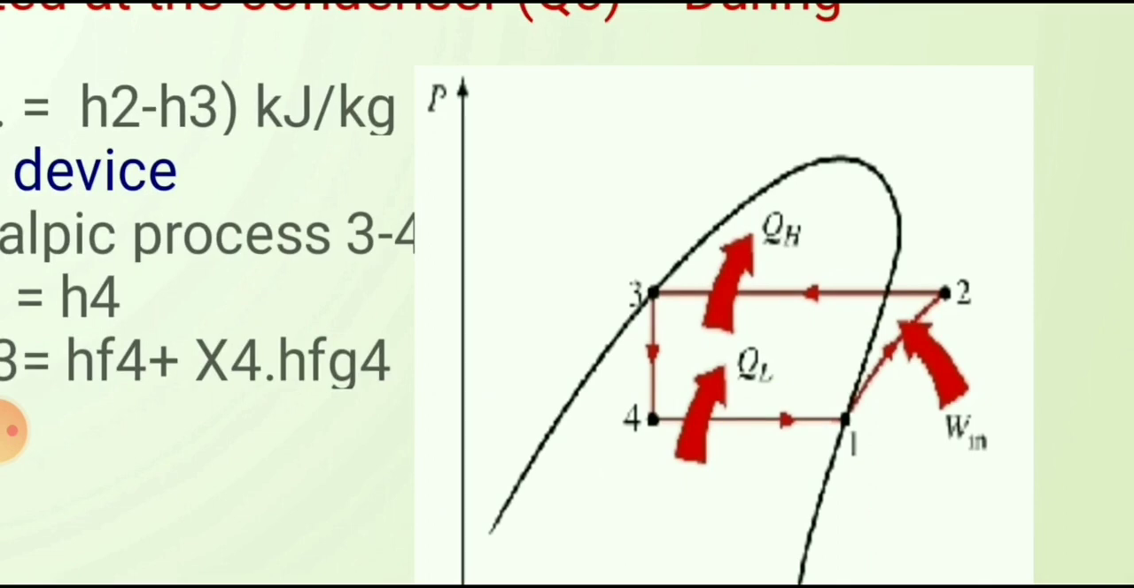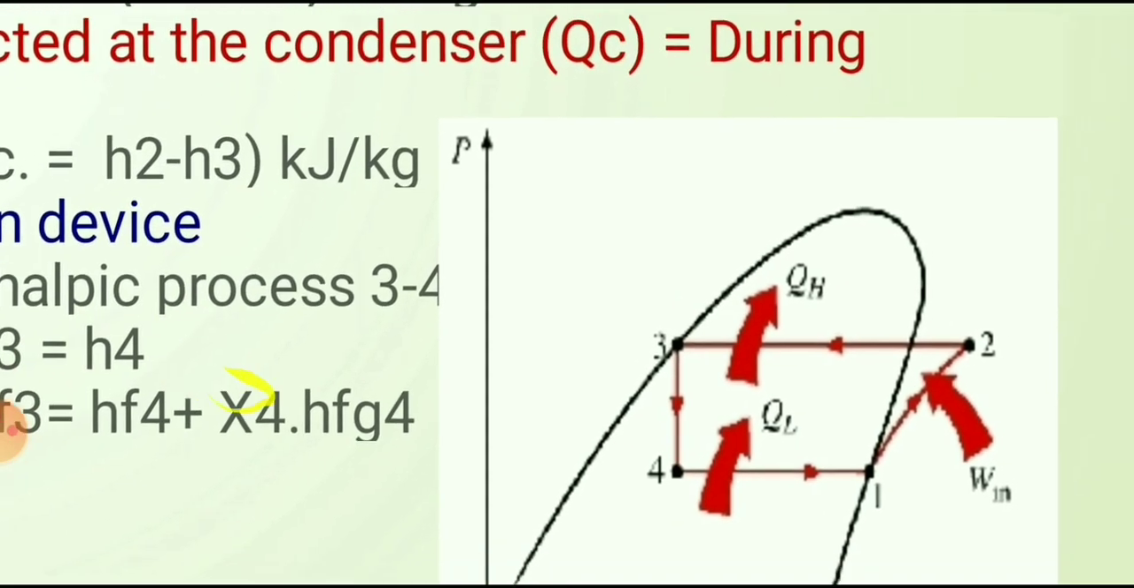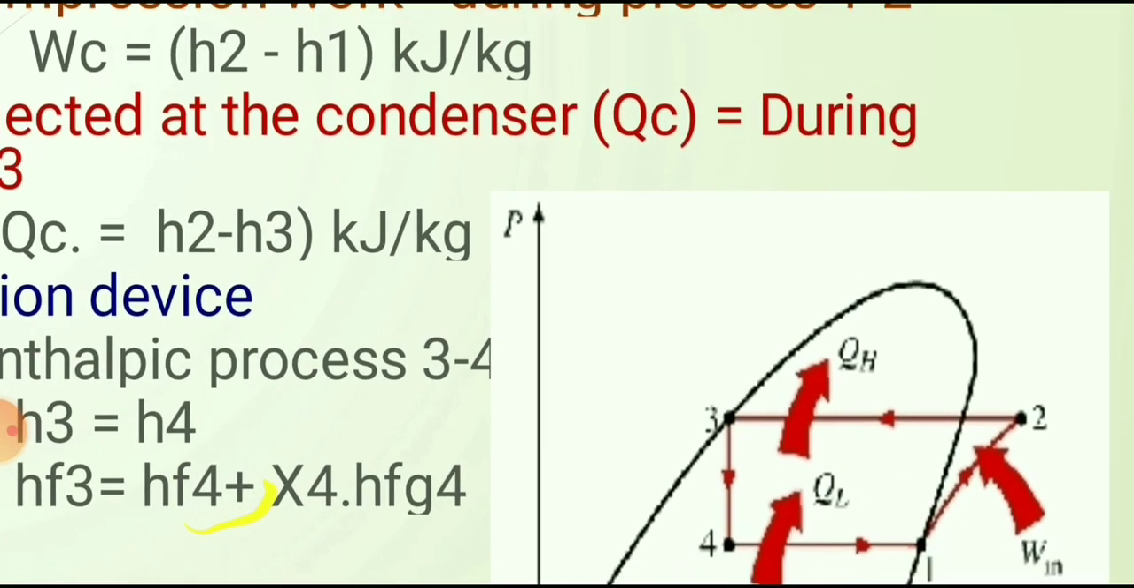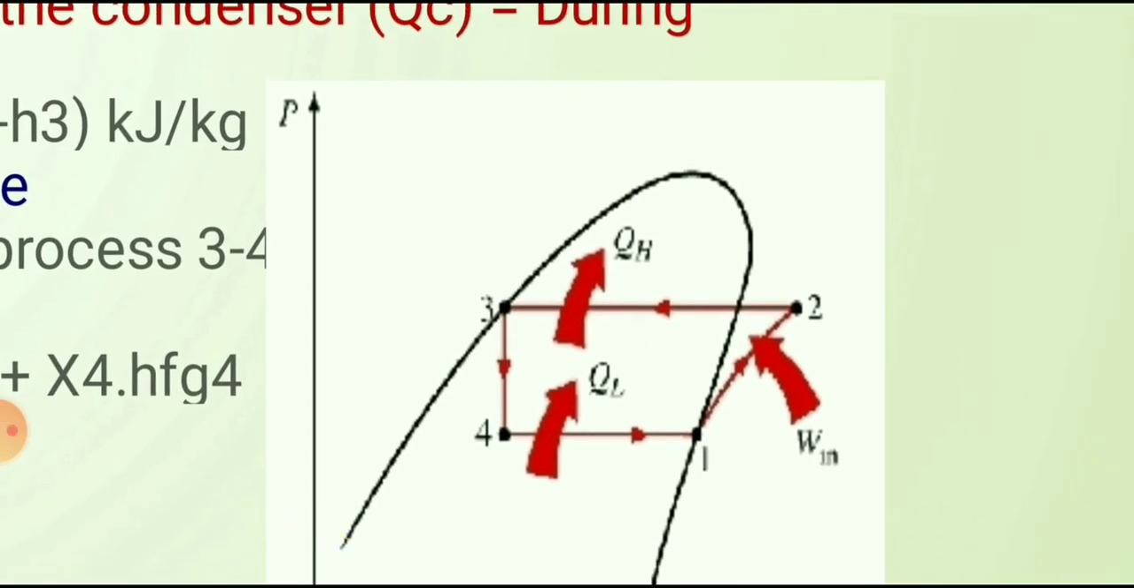We have to understand what the value of H4 should be, because at point 4, let us suppose the dryness fraction is X4. We have to assume it, because we have to find the dryness fraction at point 4. Let us suppose the dryness fraction at 4 is X4, which is assumed here.